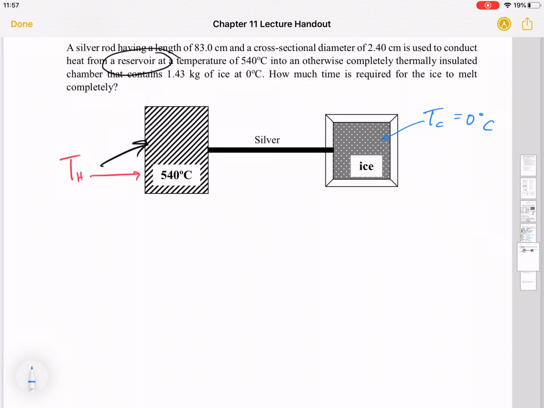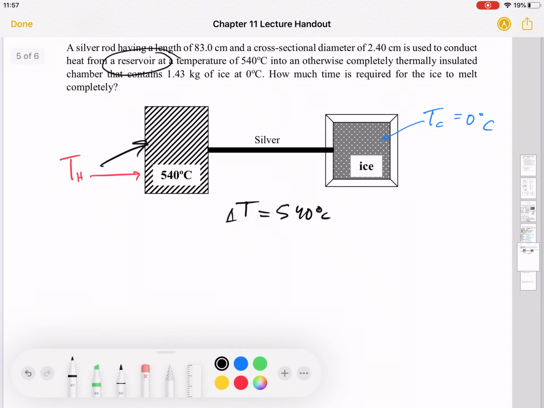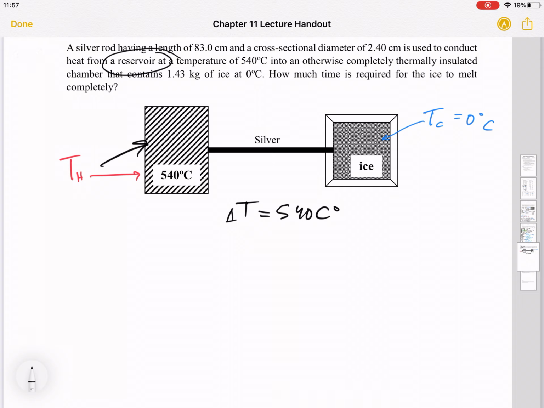So here's the beautiful thing of this problem. As you melt the ice, its temperature doesn't change. So delta T here is 540 Celsius the entire time. Right? So delta T, not that T, delta T is 540 degrees Celsius, or really Celsius degrees, since it's a relative, not an absolute temperature.